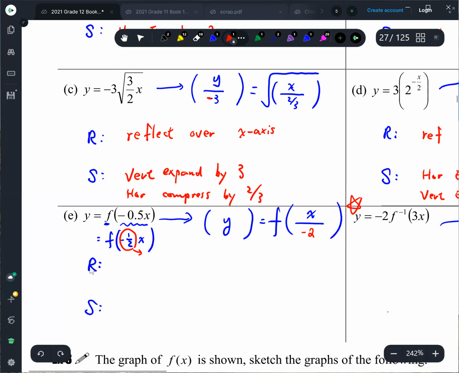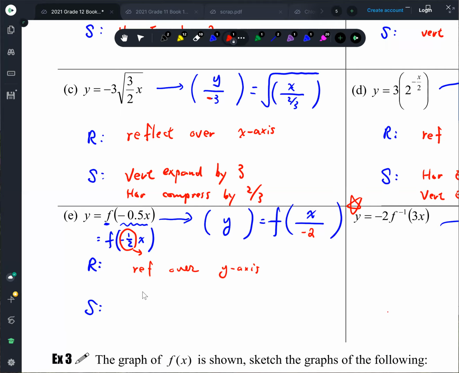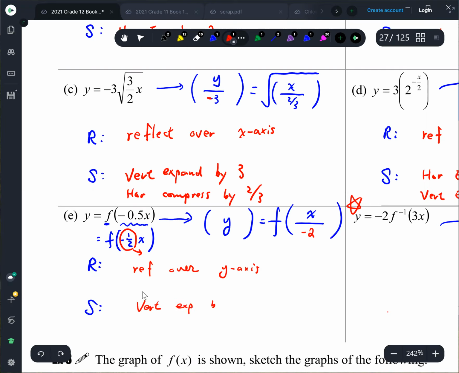Once you have the form, it should be easy to write out the R and S, okay? Eric, what's the reflection? Over the y-axis, I believe. Okay, reflect over the y-axis. Jenny, the S? Vertically expand by 2. How do you know vertical?